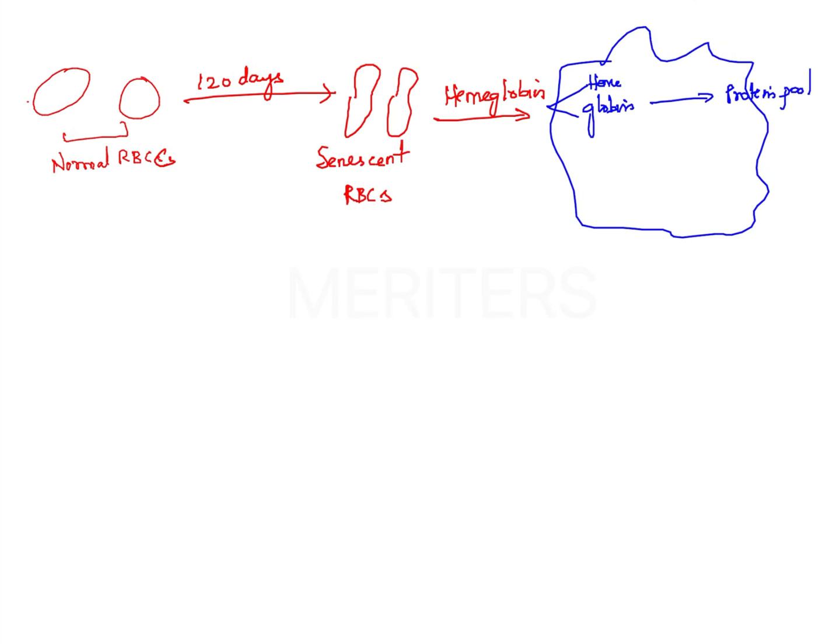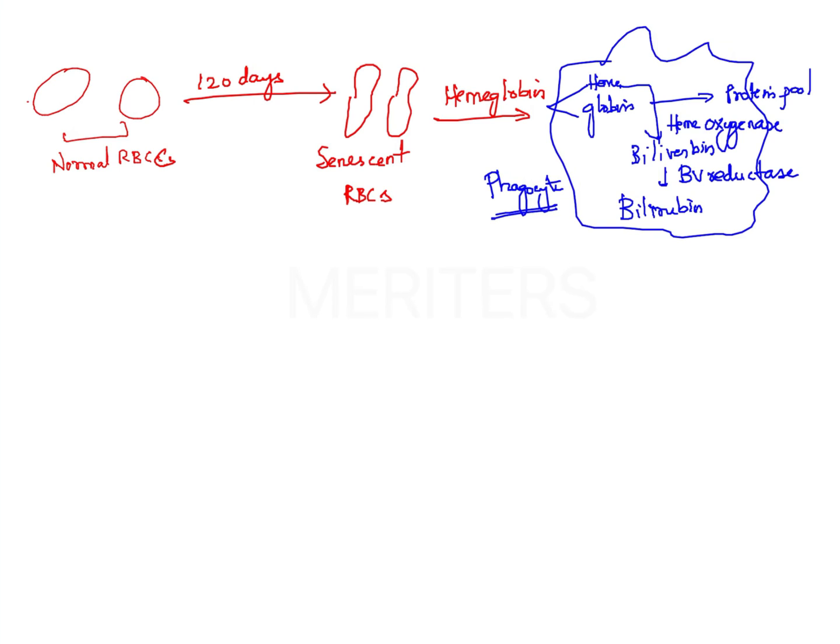While this heme gets converted to biliverdin due to the enzyme heme oxygenase, and this biliverdin will get converted to bilirubin due to biliverdin reductase. This is one thing that you have to remember. This takes place in your phagocyte, the mononuclear phagocytic system.